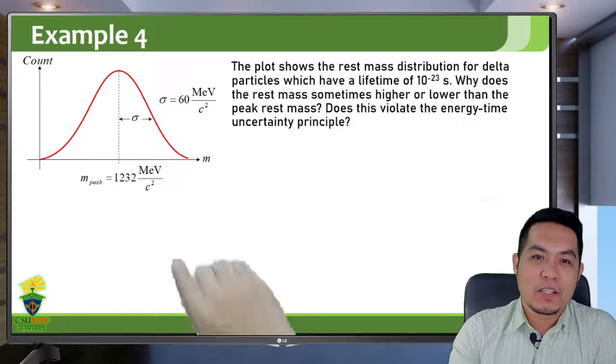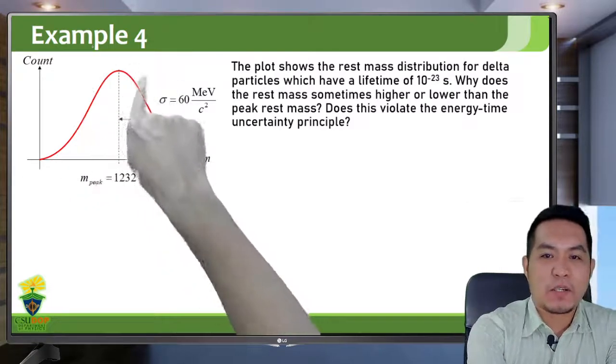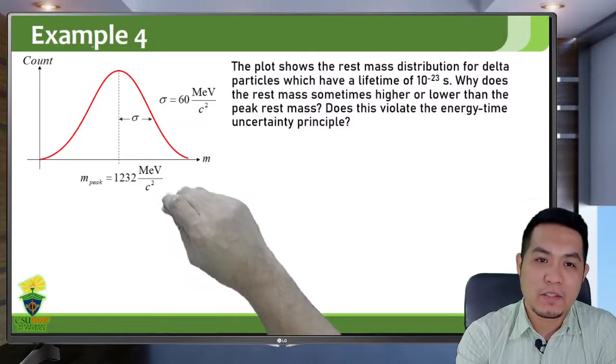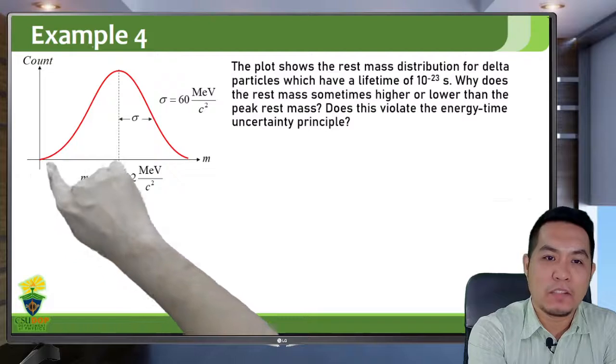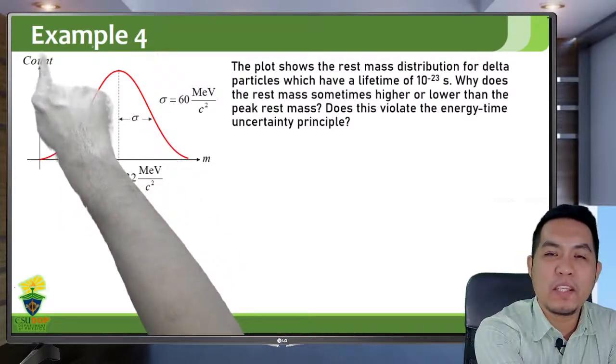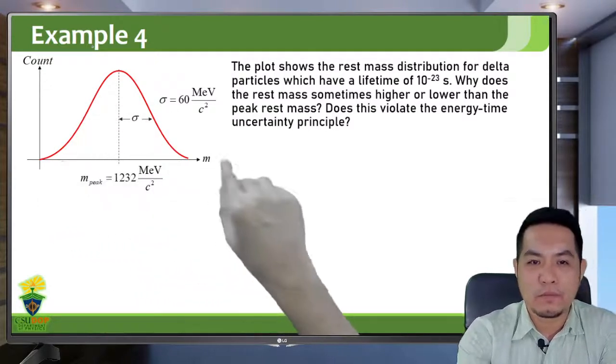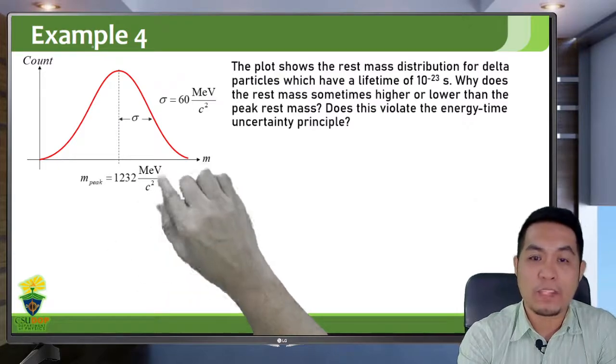Okay, so the particle physicists measured the rest mass of delta functions. They measured the mass of the delta function and then plotted it versus the count: how many delta functions have this value of mass?